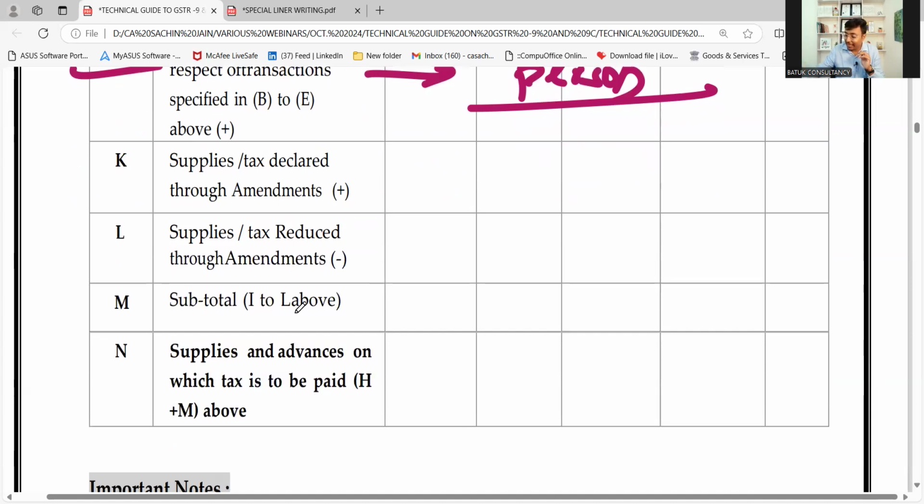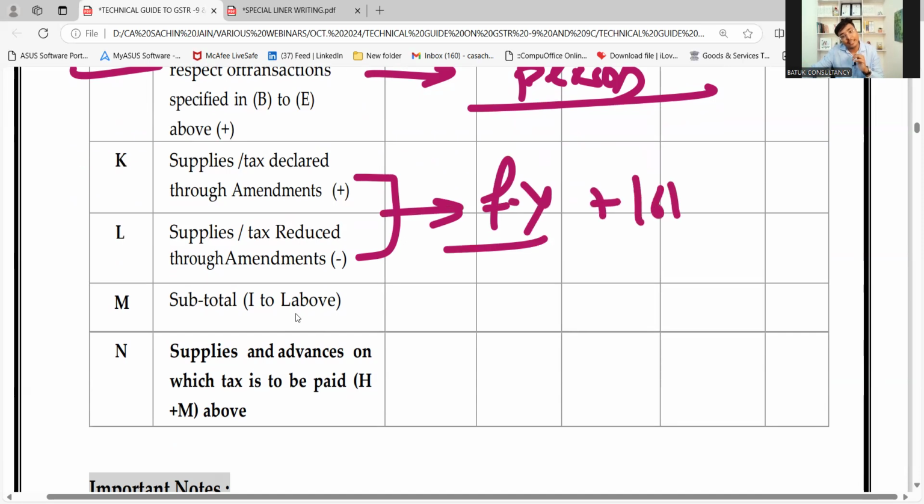Now, if there will be any amendments during the particular financial year or within the timeline of section 16 subsection 4, in such a scenario the same should be shown here.